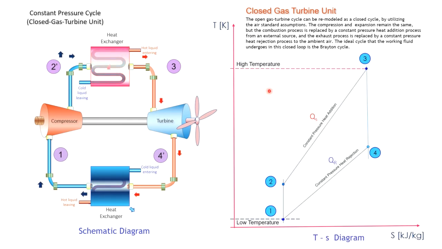This is your TS diagram. On the TS diagram, from point 1 to 2, that is the compressor, it undergoes an isentropic compression. Isentropic means constant entropy, so S1 equals S2. The temperature increases from state point 1 to state point 2, and so does the pressure.